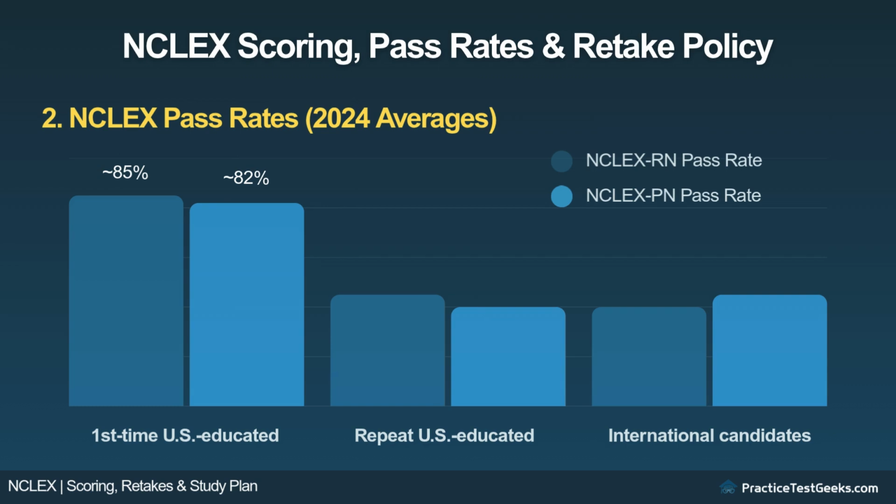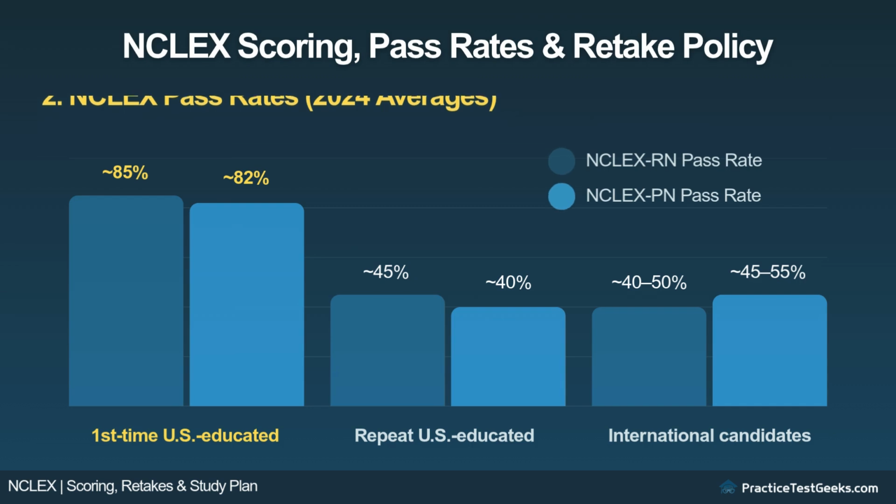For repeat U.S. educated test takers, the rates drop to approximately 45% for NCLEX-RN and 40% for NCLEX-PN. And for international candidates, pass rates are estimated at 40 to 50% for NCLEX-RN and 45 to 55% for NCLEX-PN. Therefore, the data shows that first-time test takers, especially those who are U.S. educated, have the highest chances of success.